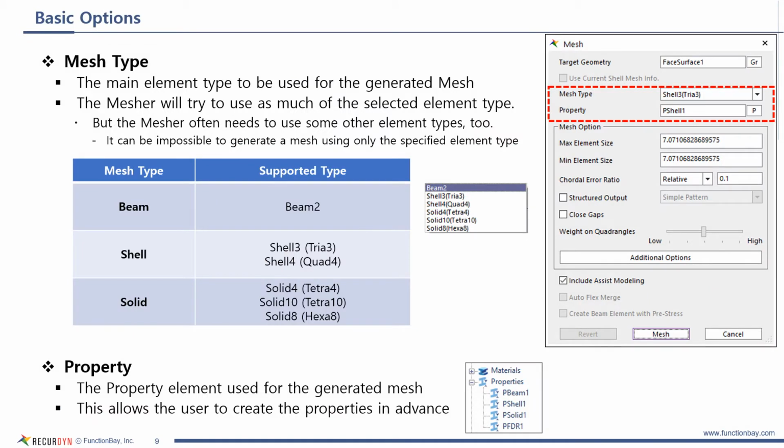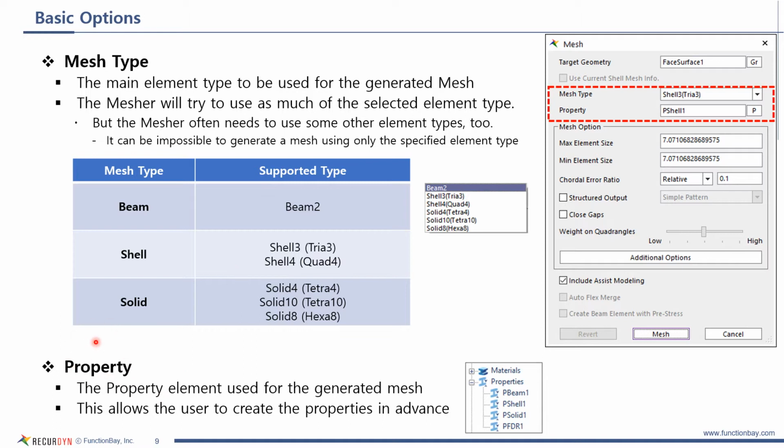Mesh type designates an element type to be used for a mesh. You can choose one out of 6 types of elements. But please note that the mesh that is generated might also include other types of elements in addition to the element types you selected.